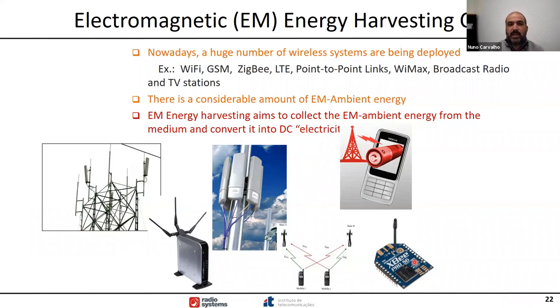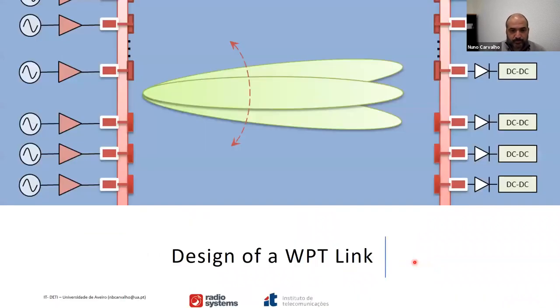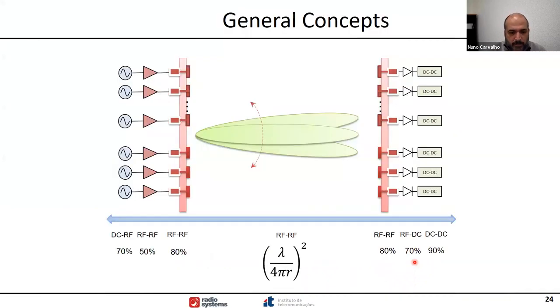We normally call it electromagnetic energy harvesting, because really what we control is how to harvest that electromagnetic energy, not how to produce that electromagnetic energy scenario. Well, let's now see how we can design a wireless power transmission link. A wireless power transmission link is much like it is shown here.